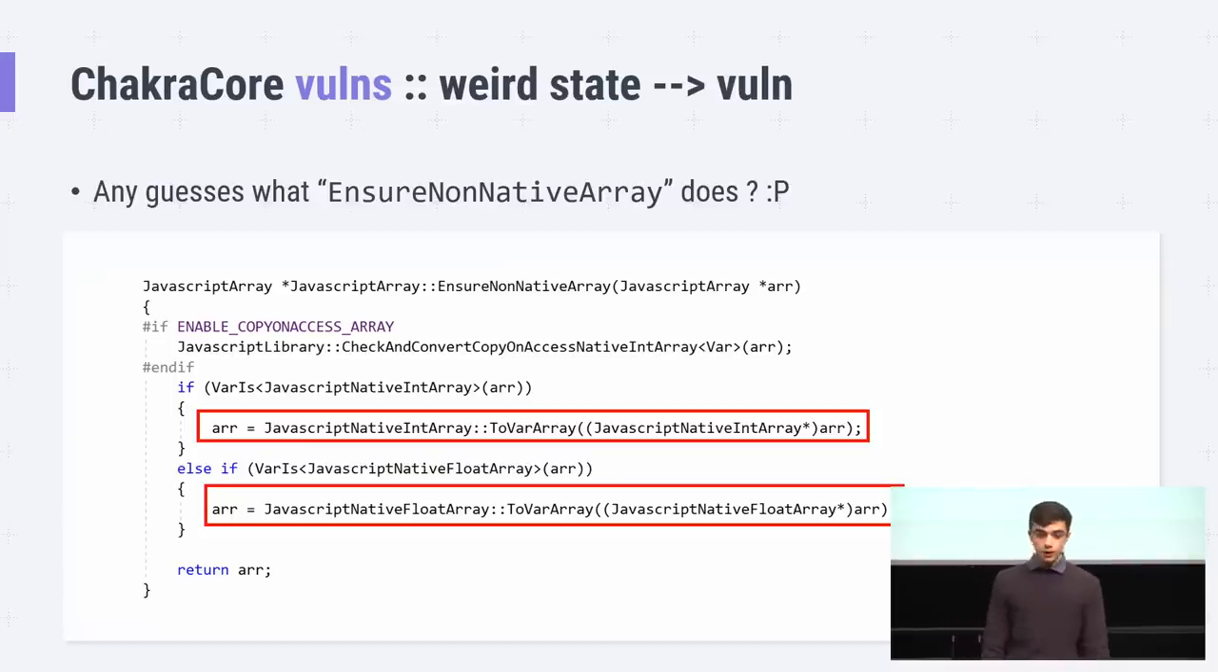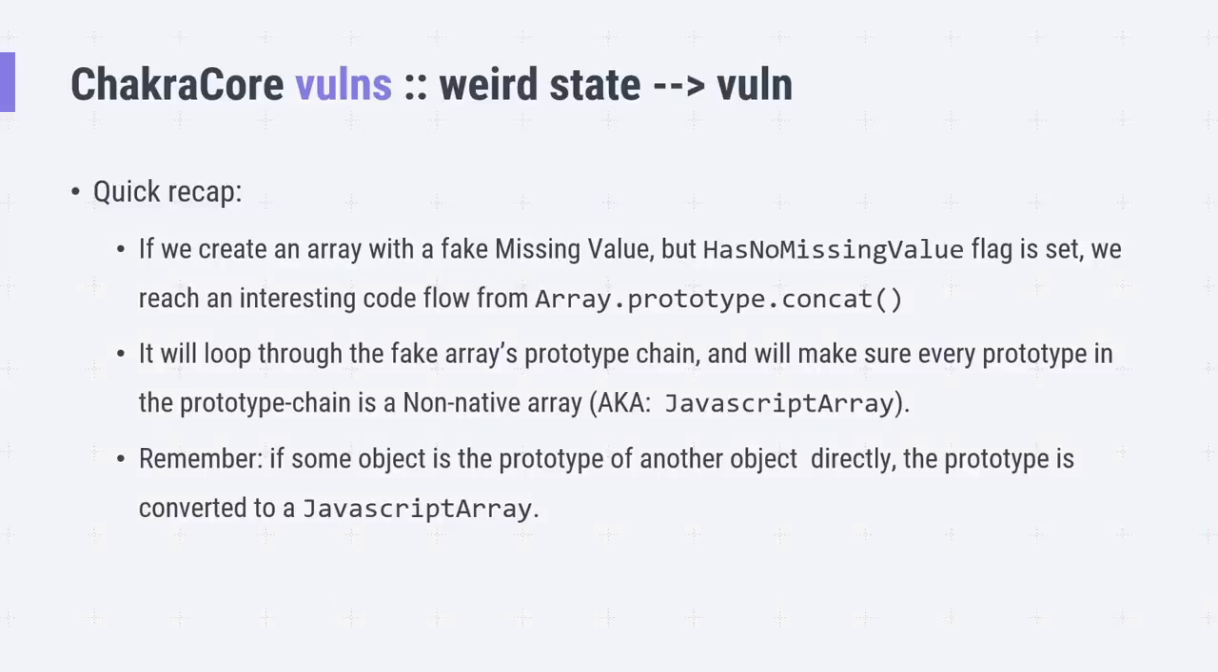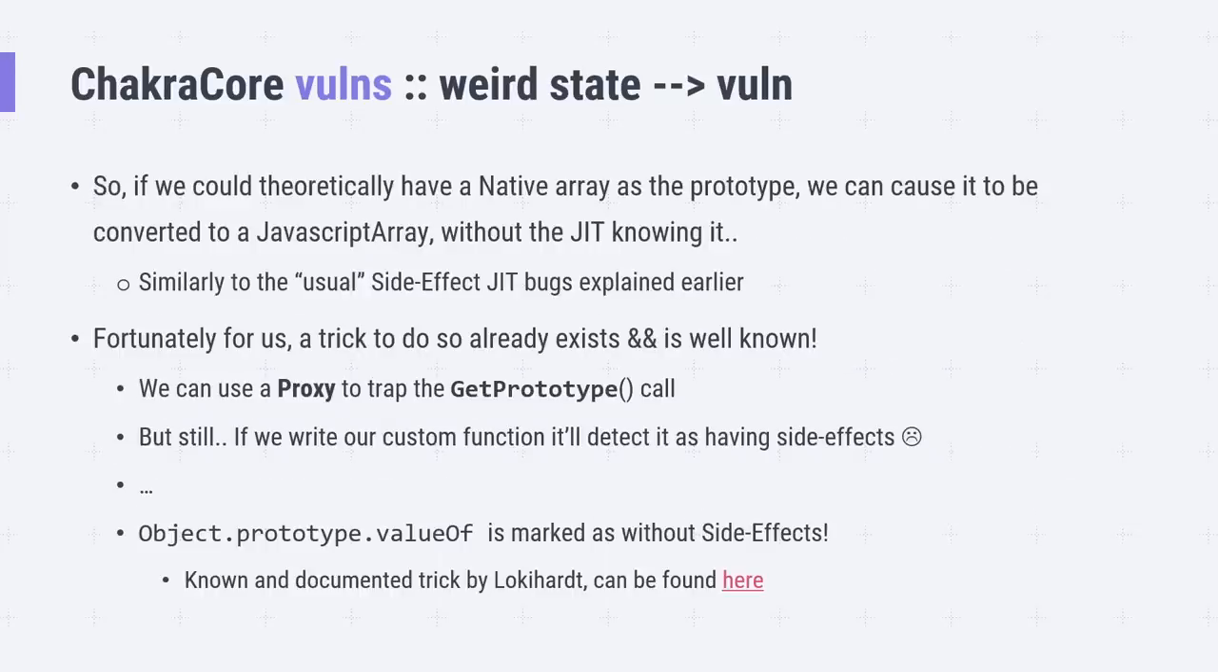So, a quick recap. What happened so far is we managed to get concat to convert some array into a JavaScript array, and there is nothing that indicates this conversion. It's important to know that once we fake a missing value and we call concat, all of the prototype chain is being converted to a JavaScript array. Now, as we've seen before, prototypes in the prototype chain are not native types, so we shouldn't be able to put any type there because it should be a JavaScript array. So it turns out that we actually can do that.